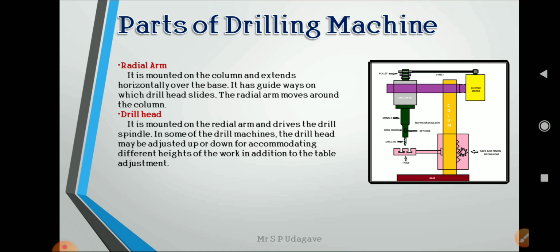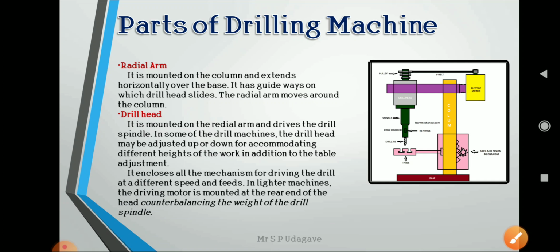Next is the drill head. This figure shows the drill head. It is mounted on the radial arm at one extended end, and it drives the drill spindle, which is provided with a cone pulley arrangement, or we can directly mount the motor on the radial arm and provide the drive. In some drill machines, the drill head may be adjusted up or down for accommodating different heights of work, in addition to table adjustment.